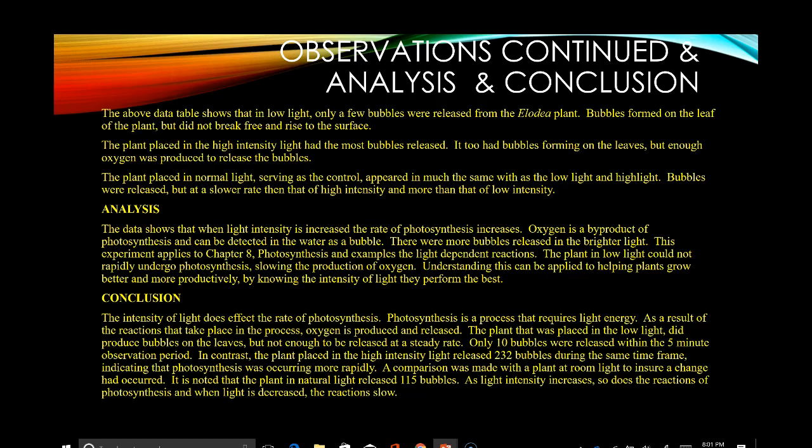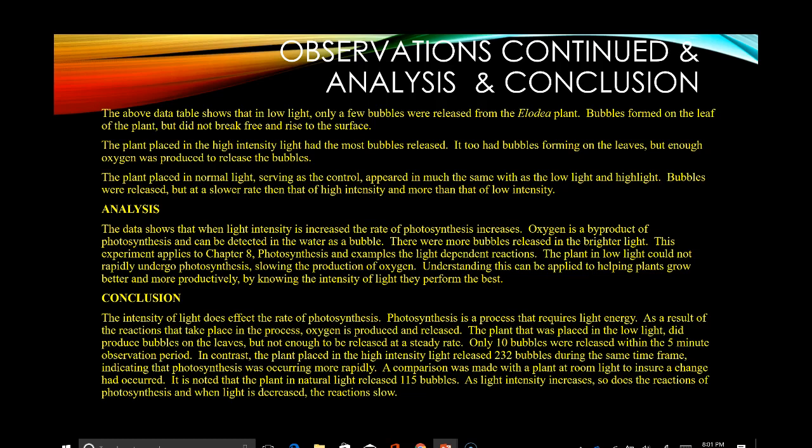Then your analysis. The data table shows that when light intensity is increased, the rate of photosynthesis increases. Oxygen is a byproduct of photosynthesis and can be detected in the water as a bubble. There were more bubbles released in the brighter light. This experiment applies to Chapter 8, Photosynthesis, and examples the light-dependent reactions. The plant in low light could not rapidly undergo photosynthesis, slowing the production of oxygen. Understanding this can be applied to helping plants grow better and more productively by knowing the intensity of light they perform the best. So then you're going to do your conclusion.